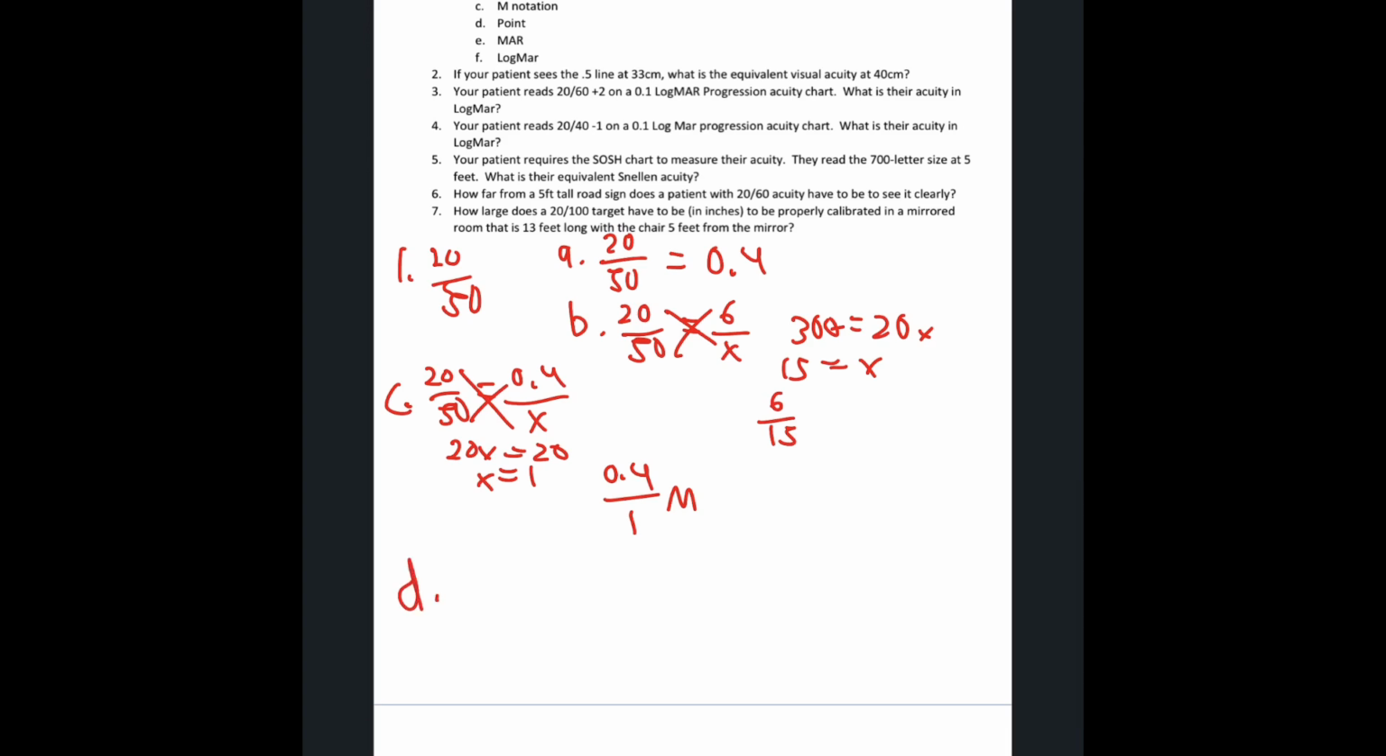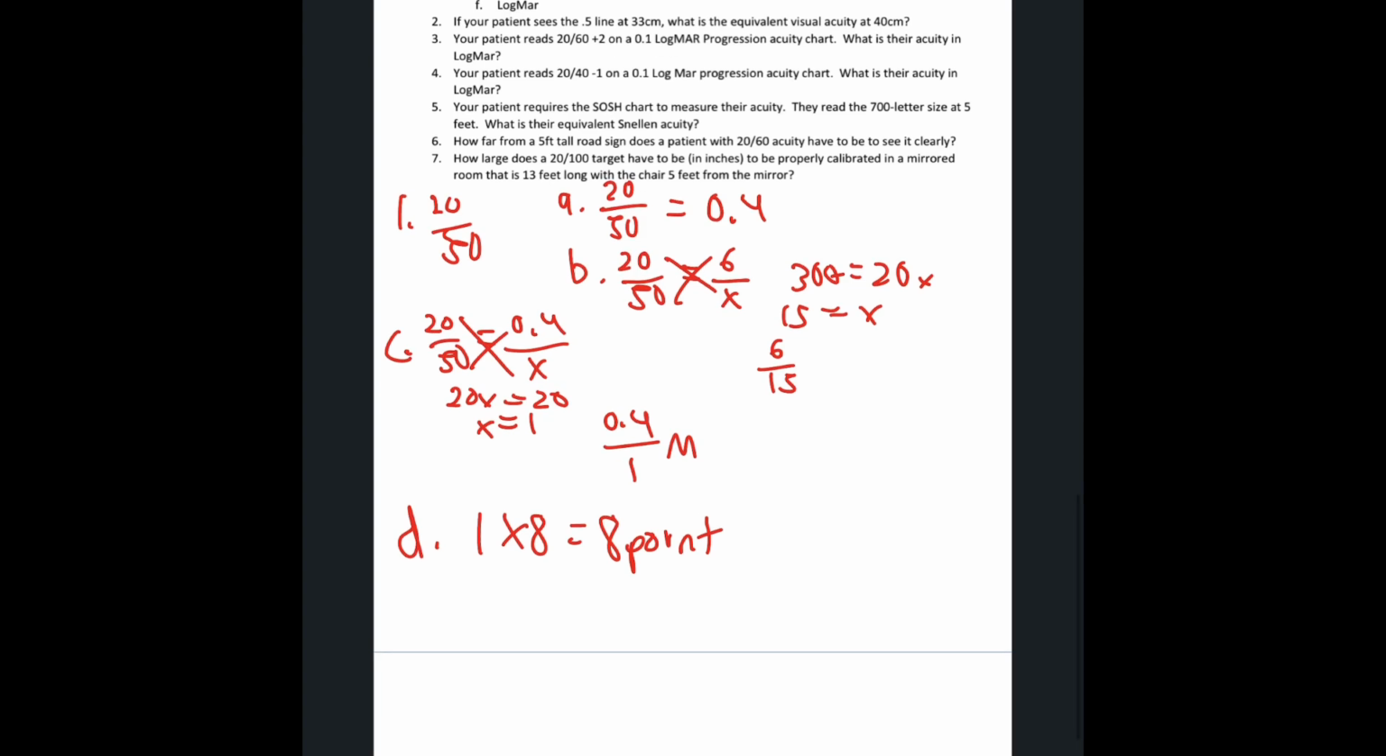And then for point notation, remember you go from Snellen to m notation, and then to go from m to point, you take the denominator of your m notation and you just multiply by 8. So we'll do 1 times 8 equals 8, and that's our point.